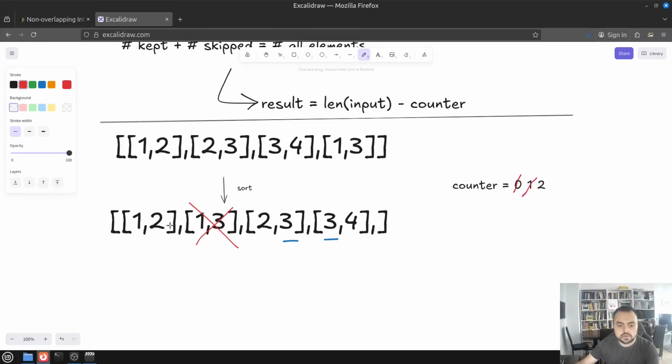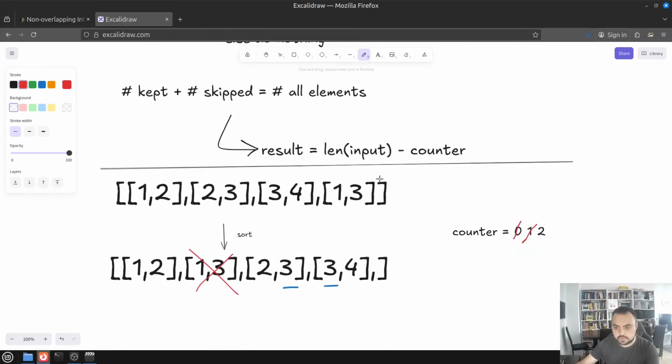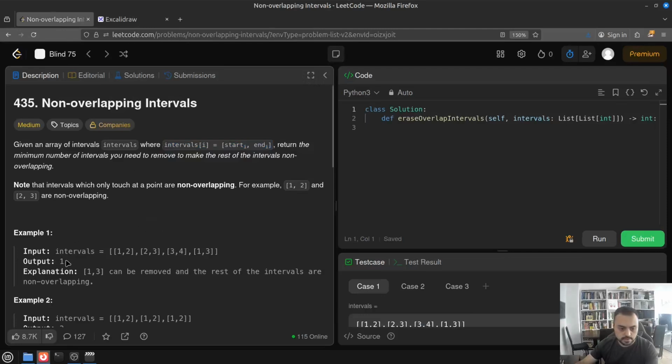But sorry, we have to also keep the first element. So we will initialize the counter to 1, not to 0, since we are always keeping the first element. So in fact, it should be like this. First it should be 1, then 2, and then by the end, 3. Yeah, that's correct. And the length of the input is 4. 4 minus 3 is 1, and that was the answer.